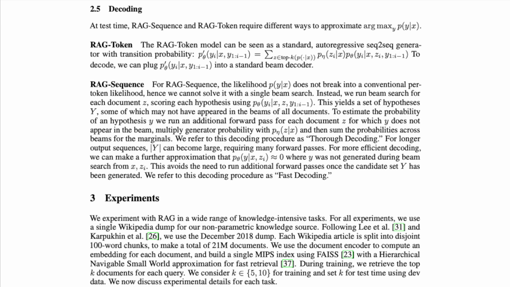For longer output sequences, Y can become large, requiring many forward passes. For more efficient decoding, we can make a further approximation that p_theta(y | x, z_i) is approximately equal to 0, where y was not generated during beam search from x, z_i. This avoids the need to run additional forward passes once the candidate set Y has been generated. We refer to this decoding procedure as Fast Decoding.